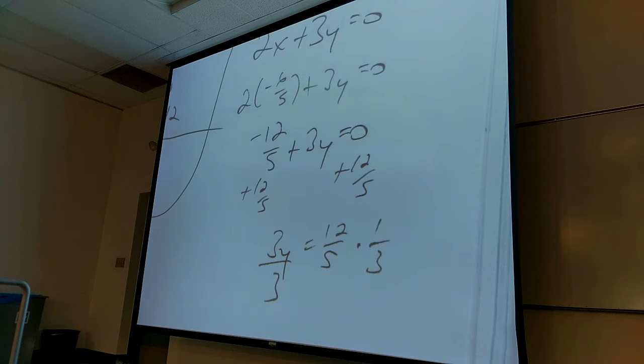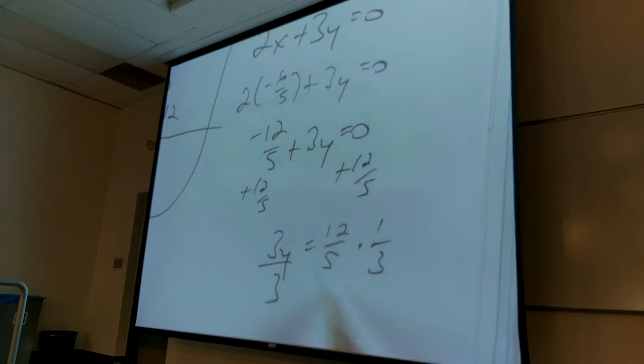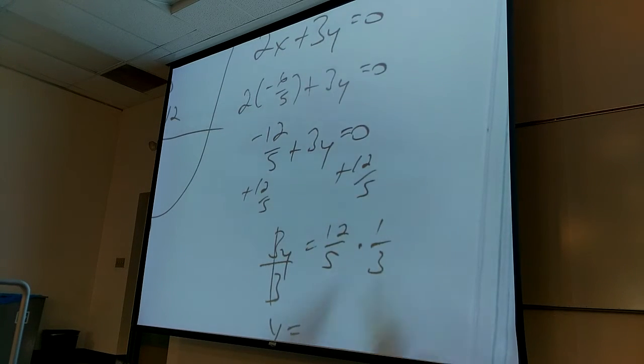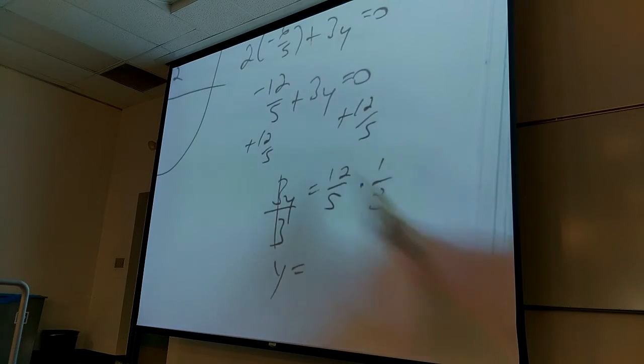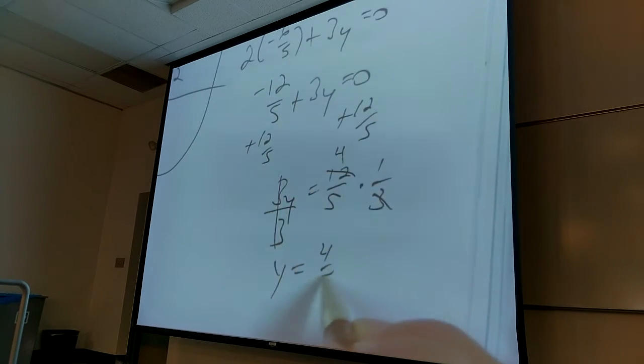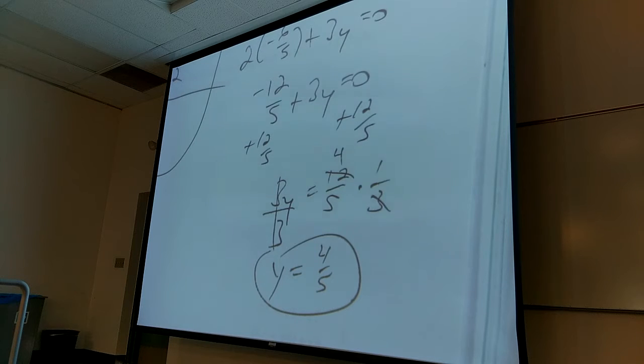When there's a fraction, it's better to think of it that way. I don't want to put 12 over 5 over 3. I don't want fractions inside of fractions. And what happens to this guy? You can cancel 3 and 12. So I get 4/5. Can we see what x is equal?